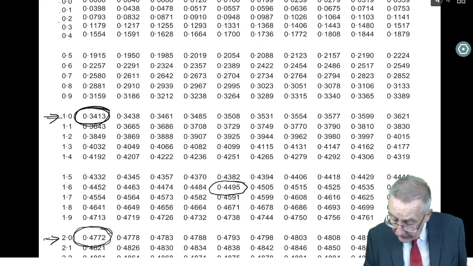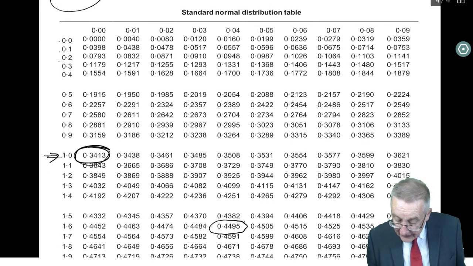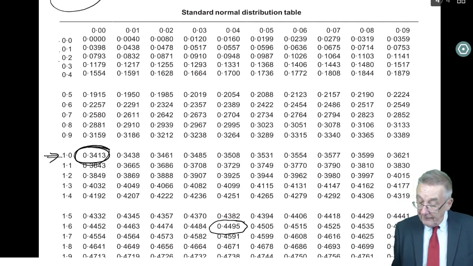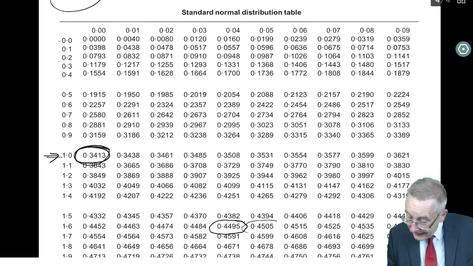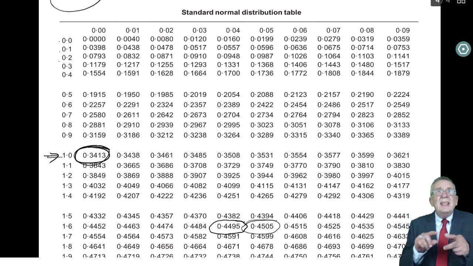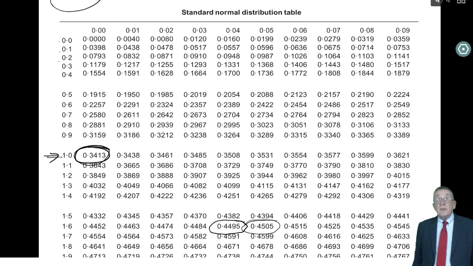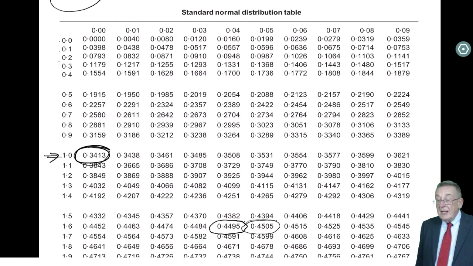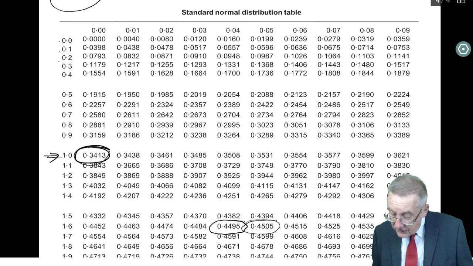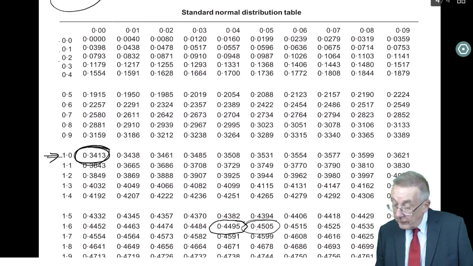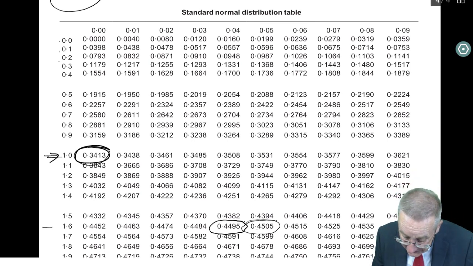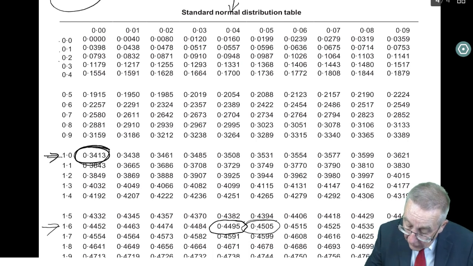That's 0.4495, which is, remember how we read it? It's 1.64. And 0.4505, it's sort of in the middle of the two. Remember, I want an answer of 0.45. Well, it's between those two, 0.4495 and 0.4505. Between 1.64 and 1.65.